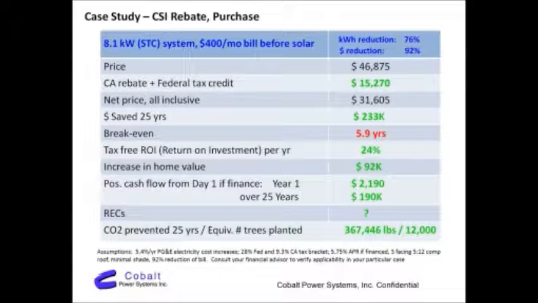And so in the first year, you put $2,190 in your pocket, and that's tax-free. Second year, it's like $2,300. Third year, it's like $2,500. It just keeps going up. And over 25 years, you made $190,000 of profit, and you didn't take a penny out of your pocket. Well, that's a pretty good investment.